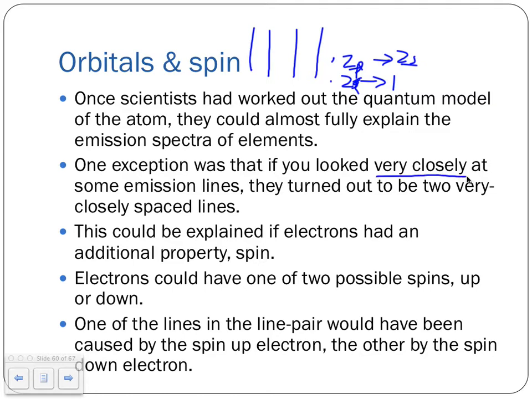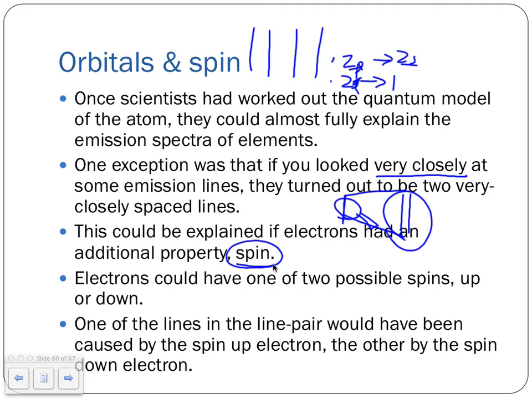If you look very closely at some emission lines, at first it looks like one line, but then you zoom in with your little magnifying glass and look really closely, and you see it's actually 2 lines that are very, very close to one another. That threw scientists off a little bit. So scientists came up with an explanation. They said we could explain this if electrons had an additional property called spin.